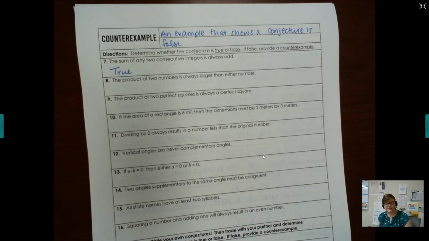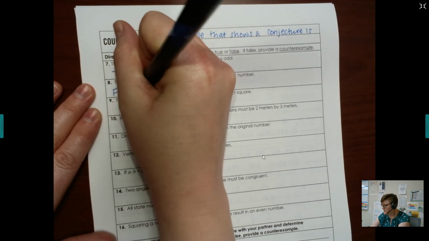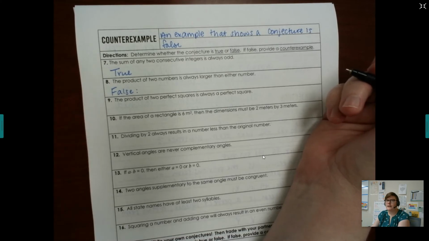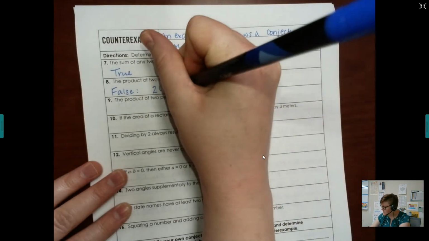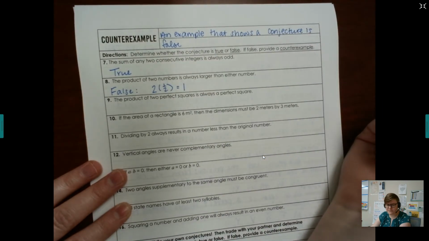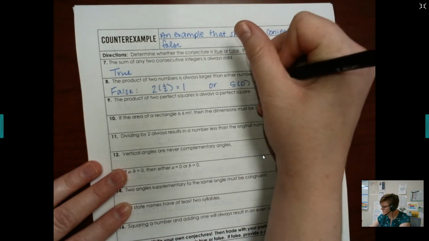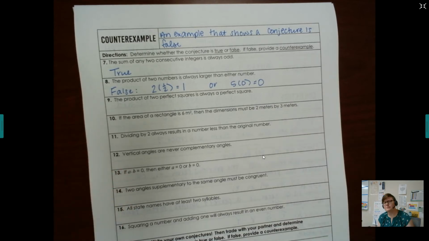Okay. Next, we have the product of two numbers is always larger than either number. And that's actually going to be false because it doesn't specify that we're talking about natural numbers, like our counting numbers. We can think about fractions or 0. So 2 times 1/2, those are both numbers. It equals 1, which is not bigger than 2. Or you could say that 5 times 0, both of those are numbers. It equals 0, and that is not bigger than 5. So 2 examples that prove that wrong. There are lots more counterexamples for that one.